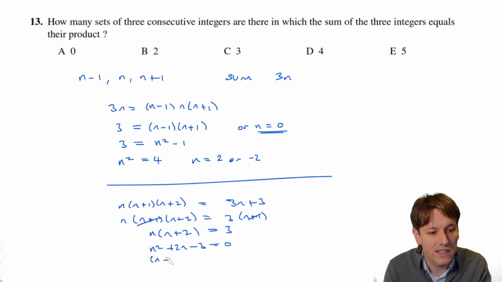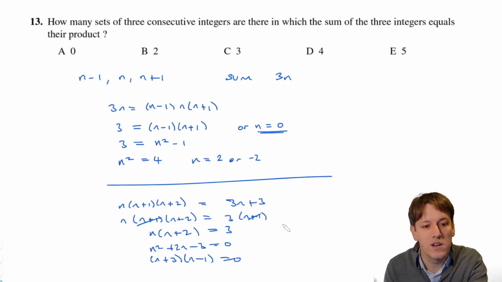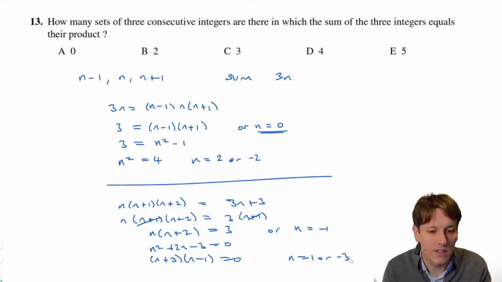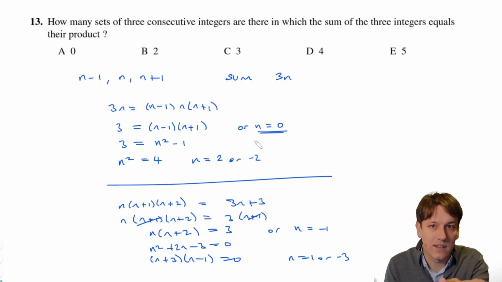We can factorize that as n plus 3 times n minus 1 equals 0, and again I get the first solution where I divided through by n plus 1. I need to say, okay, well actually n could be -1, and we get 2 solutions at the end here, or 2 roots, so n equals 1 or -3, and again here the values are all 1 lower than they were here because in this case they correspond to the first number, but here they correspond to the middle number.